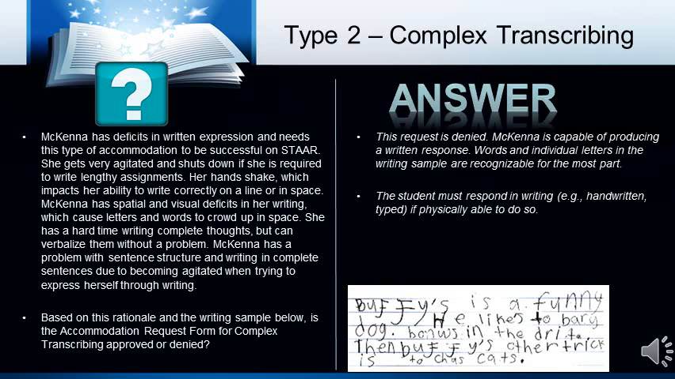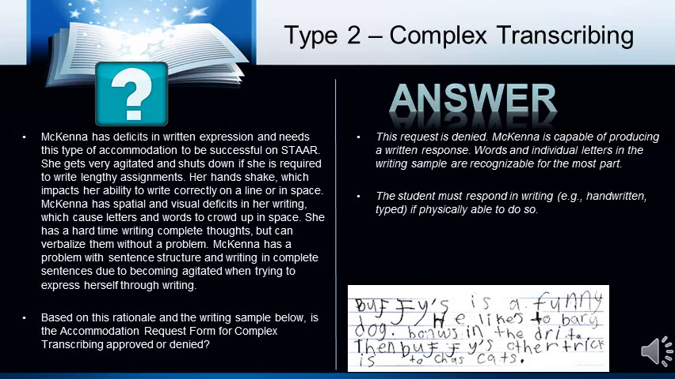without a problem. McKenna has a problem with sentence structure and writing incomplete sentences due to becoming agitated when trying to express herself through writing. Based on this rationale, and the writing sample to the right, is the accommodation request form for complex transcribing approved or denied by TEA? The answer is that the request is denied.